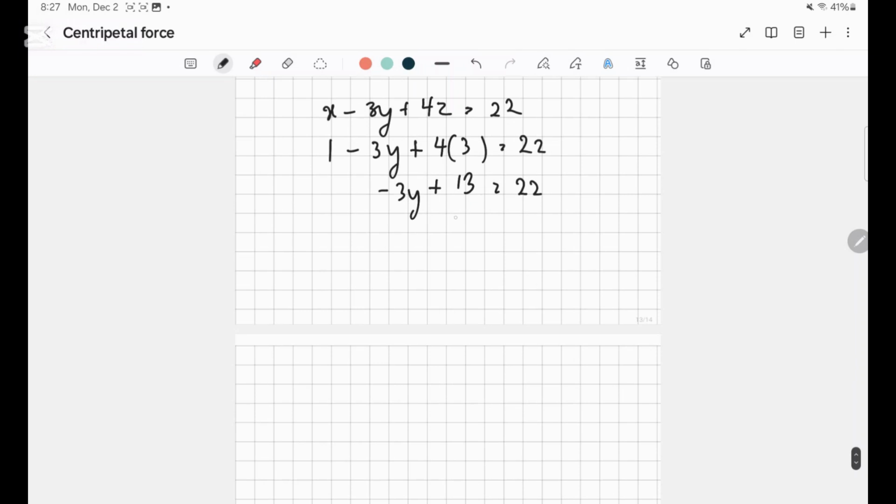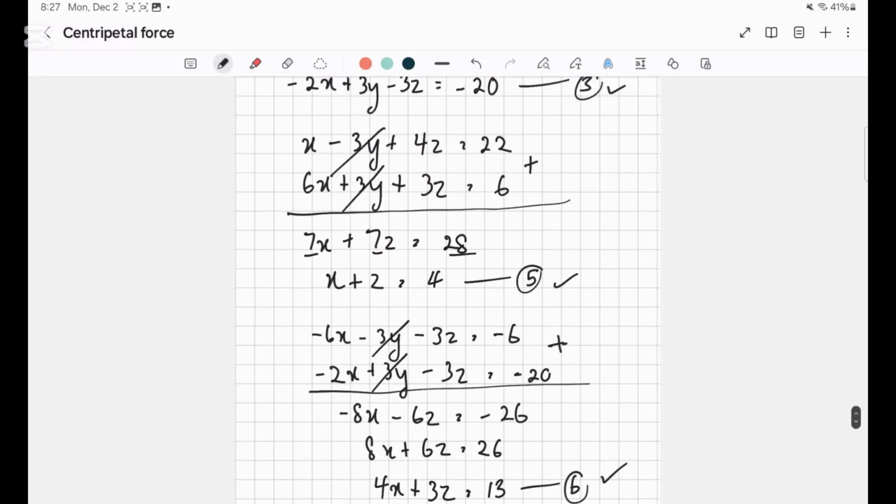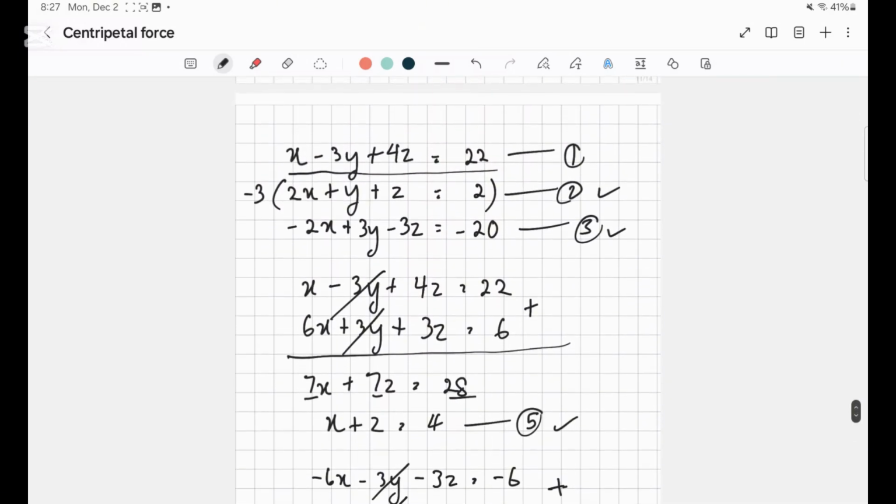Let's take 3y on the other side. So it's 13 minus 22 equals 3y. So we get minus 9 equals 3y. Y equals minus 3. So see, we got the answers using elimination. Okay, so this is the elimination method. So let's go to substitution.